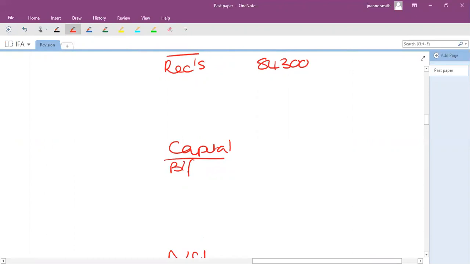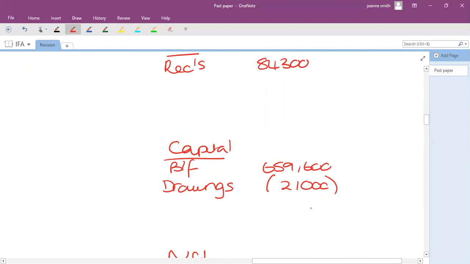So brought forward capital just means it's what I started with at the beginning of the year, and then we've got the drawings, which I'm going to show as a deduction. Okay.